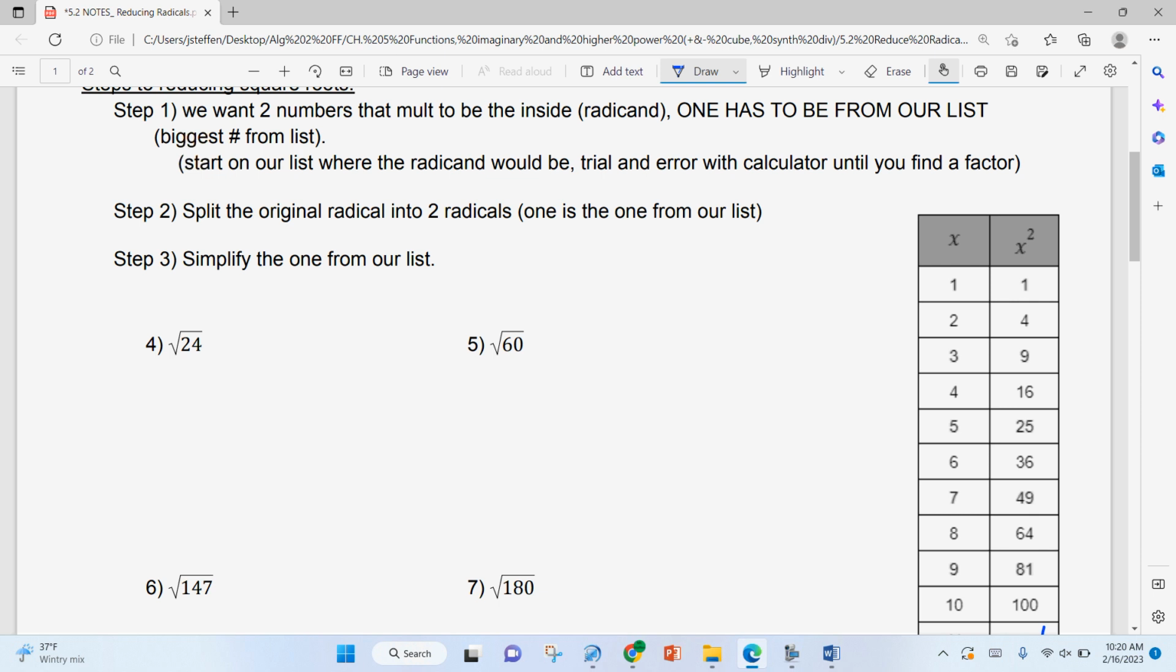We want 2 numbers that multiply to 24, and we're going to pick those 2 numbers strategically, where one of the numbers is a perfect square. So one of them has to be from this list over here, the list of perfect squares. Look at this, 2 and 12. Well, 2 and 12 doesn't work because 2 is not on our list, and 12 is not on the list. We're only talking about the right-hand side of the list, because that's the perfect squares. So we can't use 2 and 12.